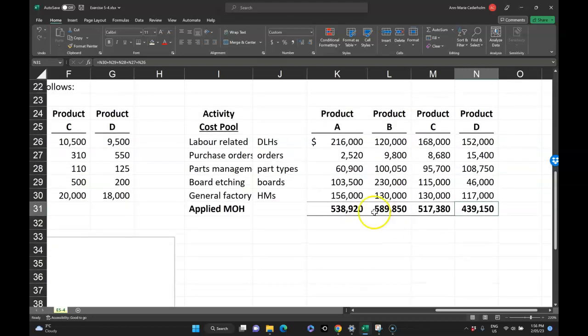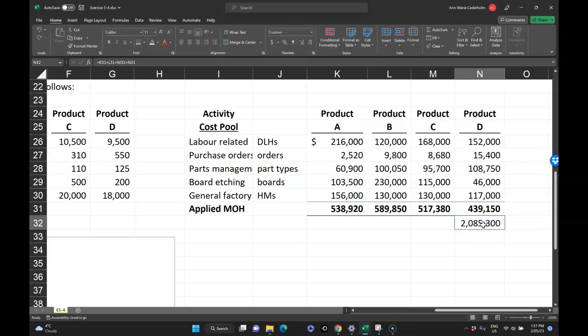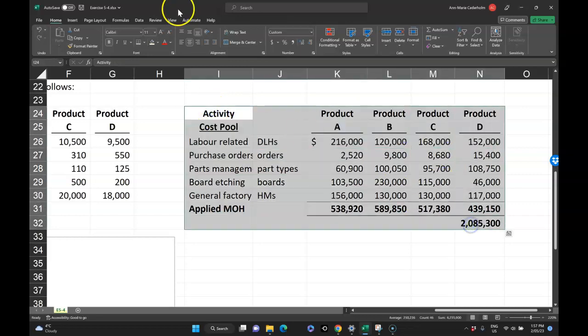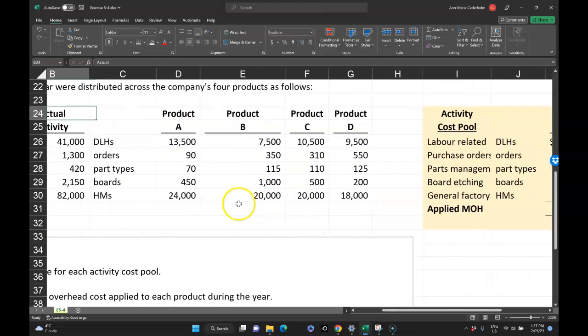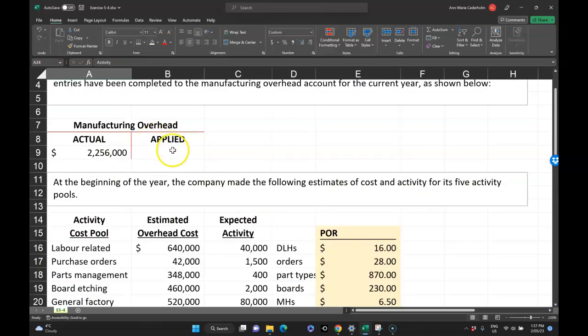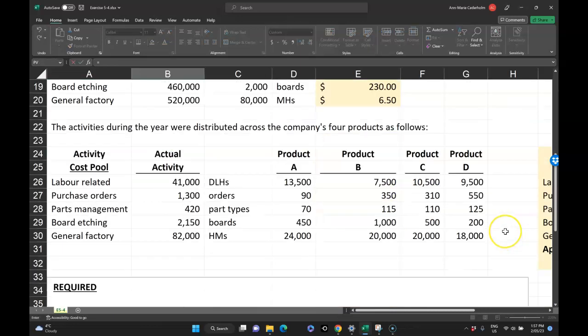So now what we can do is just add all of this up together. So if I just go equals this plus this plus this plus this, that number gives me 2,085,300. So that's going to be our applied manufacturing overhead. So I'll take that applied and I'm going to put it in this T account. So that's the one that we calculated.